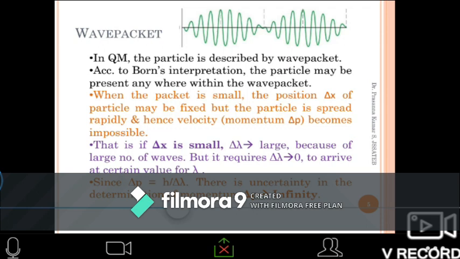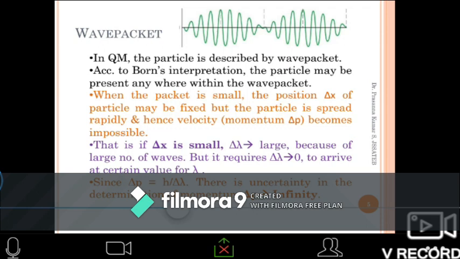So the electron is moving this way. The electron is at the center of the wave packet. The probability of finding the particle is maximum at the center of the wave packet. At the nodes, you have lesser probability. It means the particle is confined more at the center of the wave packet. In quantum mechanics, the particle is described by the wave packet. According to Born's interpretation, the particle may be present anywhere within the wave packet. Since the wave is associated with the electron, the electron is present throughout its wave.